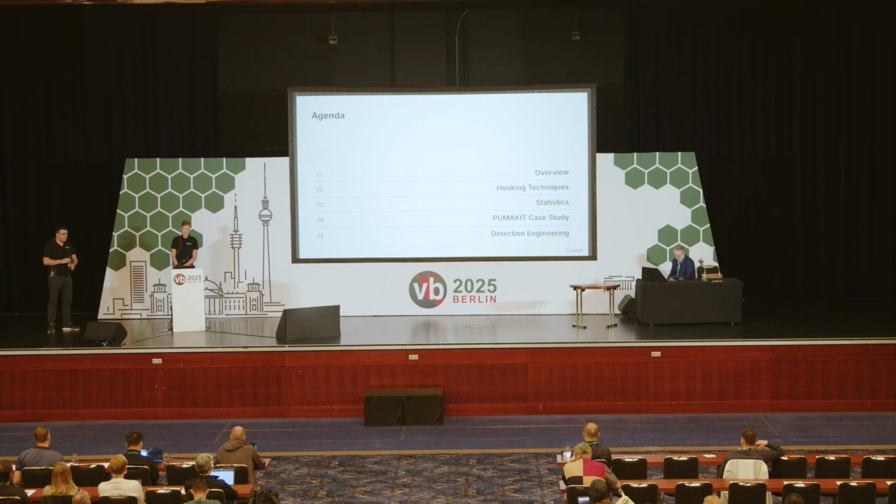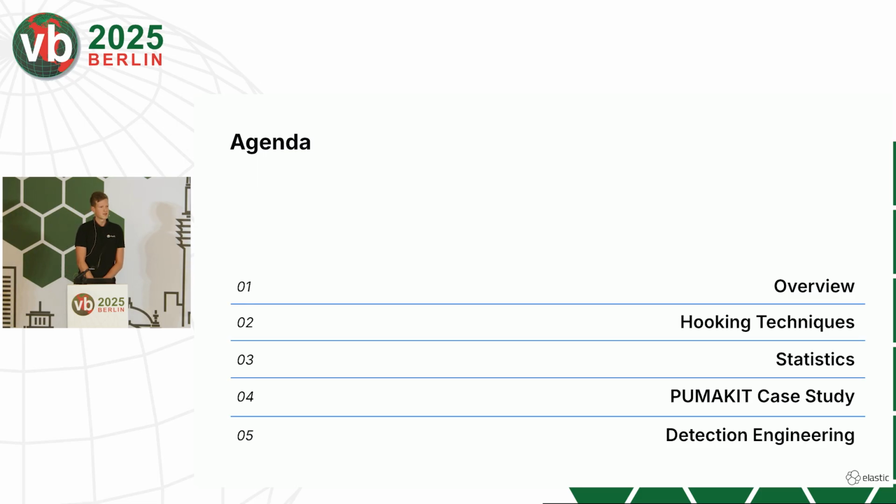Since we're focusing on Linux today, we will start with a little overview of how Linux rootkits have evolved over time. To better understand the differences between these rootkits, we will explore the hooking techniques that they employ. We wanted to publish research about the whole landscape, and therefore we collected an extensive list of Linux rootkits, both open source and closed source, actually used by attackers, to analyze and collect statistics about. Then finally, with the background knowledge that we have, we will look at Pumakit as a case study, and finish with some detection engineering that may help you detect rootkits.